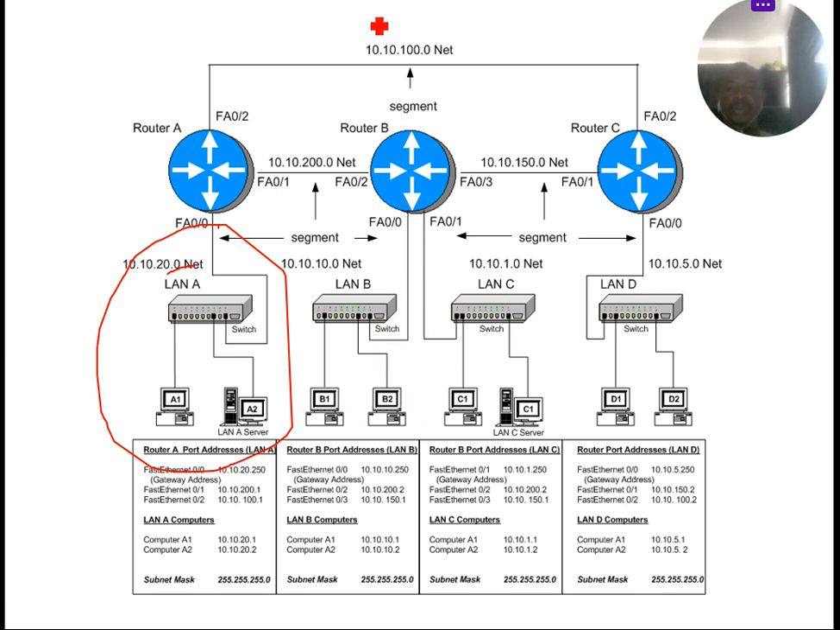So we're going to explain all of this. This is a sample of a campus network. This is another LAN B. This is LAN B, and here we have a point-to-point static route established. Okay, so you can see.